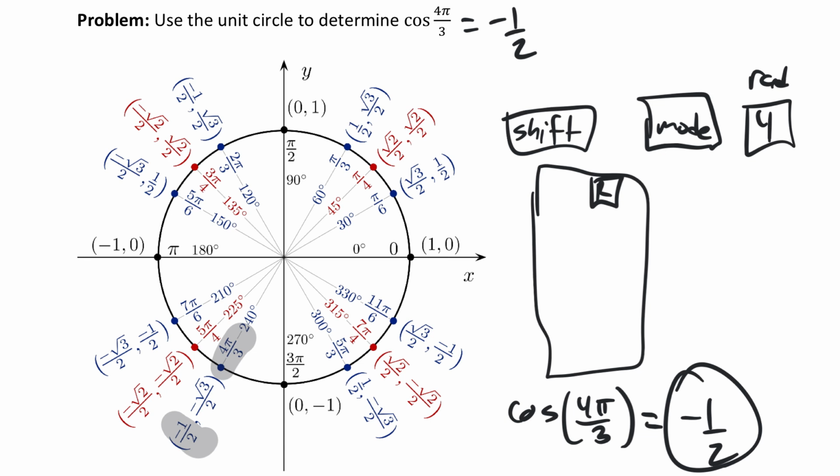So there we go. We've got a way to calculate trig. We can calculate cos, we can calculate sine, and we can do it all without a calculator, simply using this wonderful unit circle.